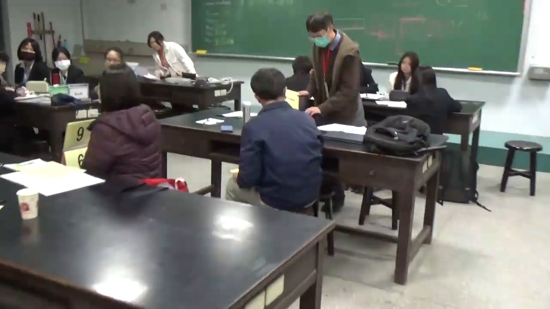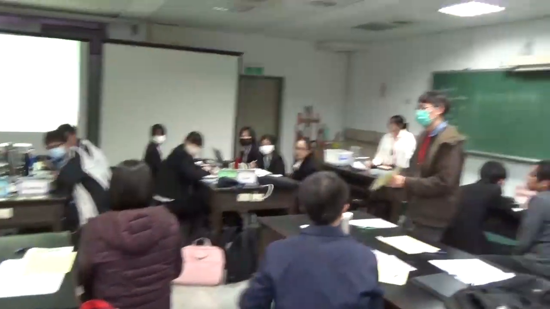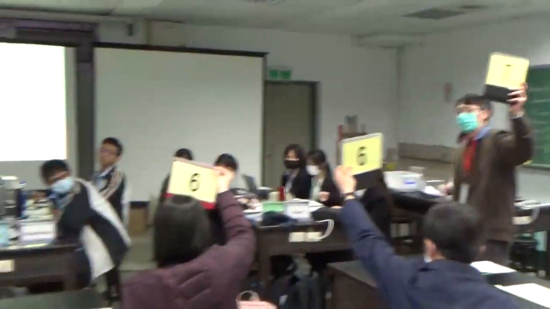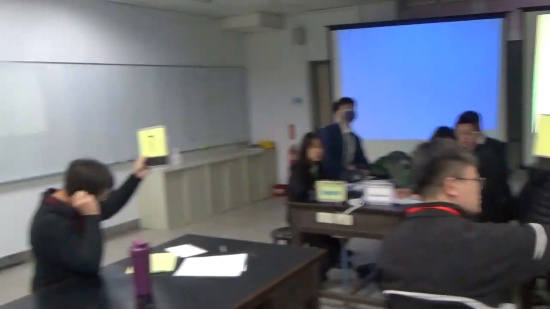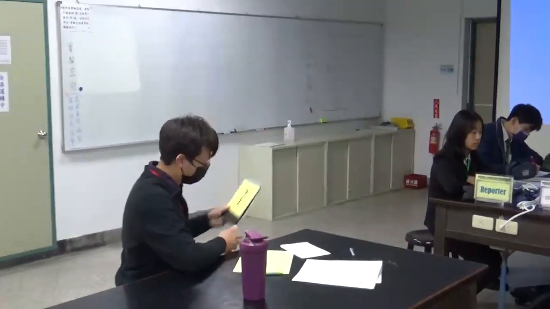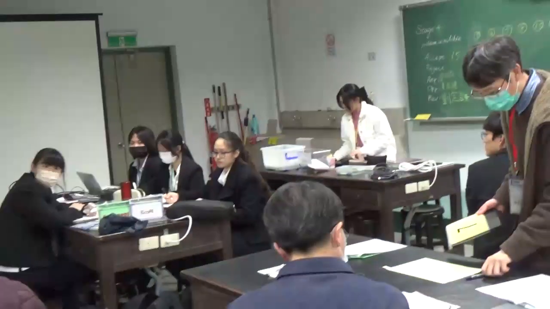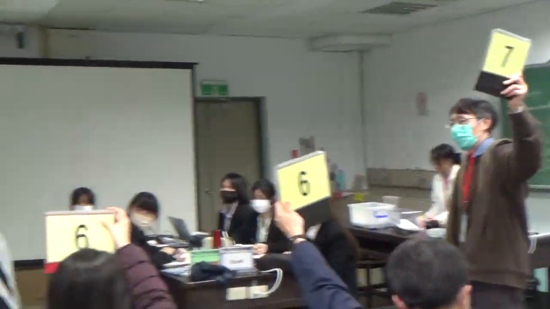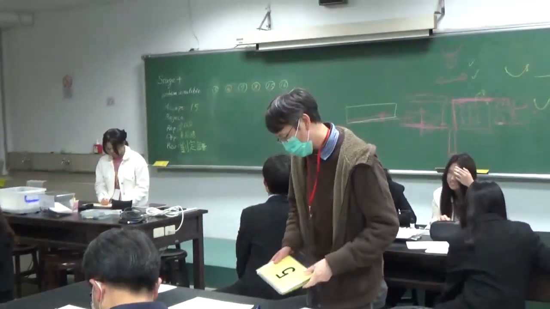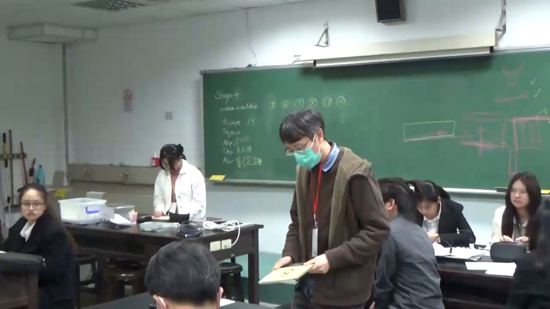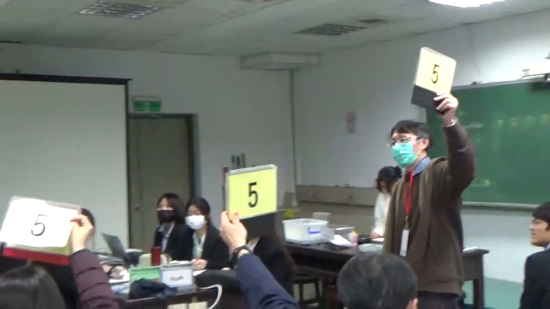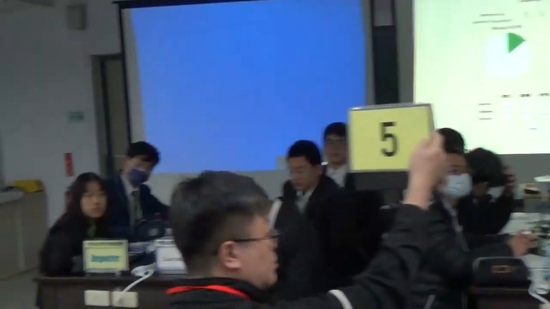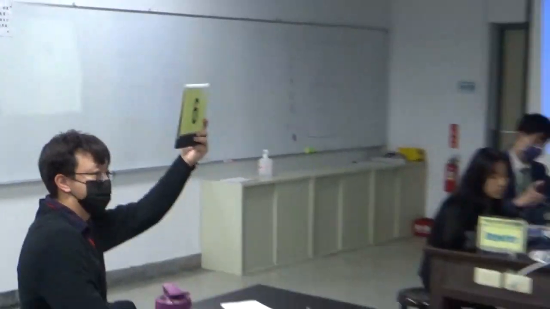Let's have the score of the reporter. 76677. And the score for the opponent, 76677. The score for the reviewer, 55556.